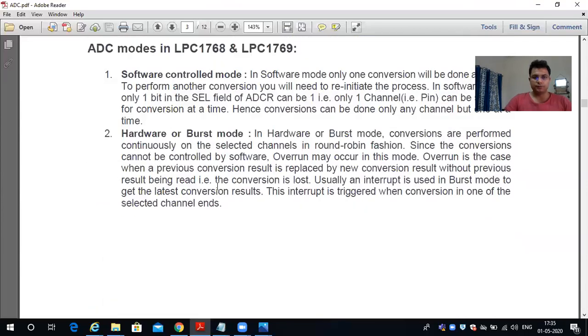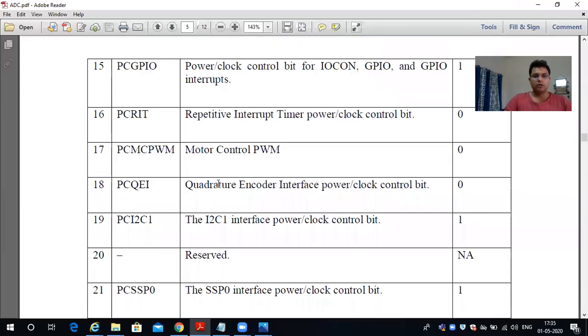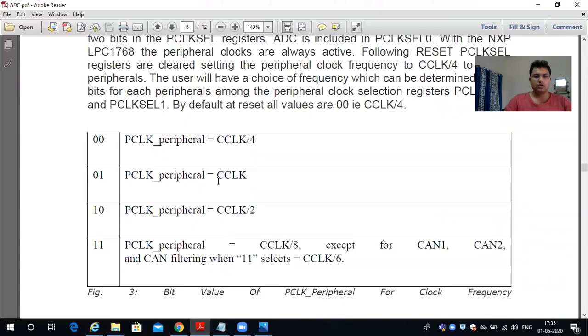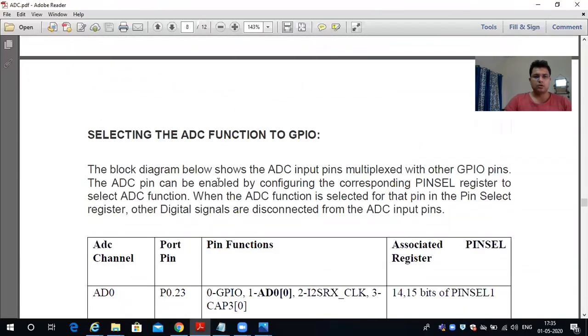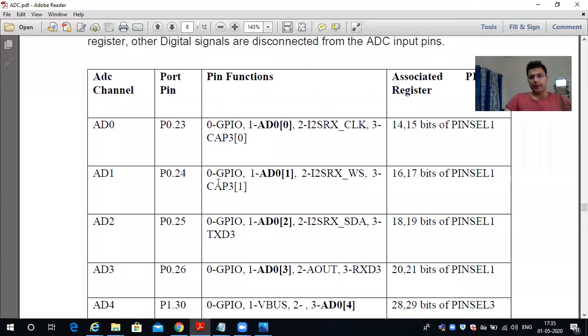So we'll go here. For ADC 0, channel 0, the port and pin available for configuration is port number 0, pin number 23, and the function is 1. So if we have to configure port 0, pin 23 as AD0, we have to write 01 over the 14th and 15th bits of the pin select register.